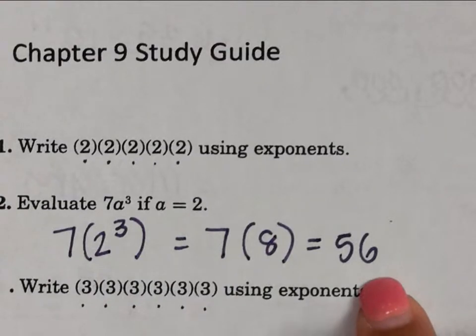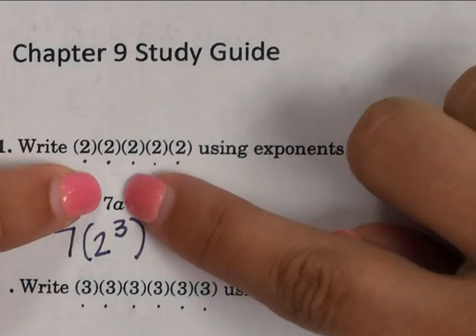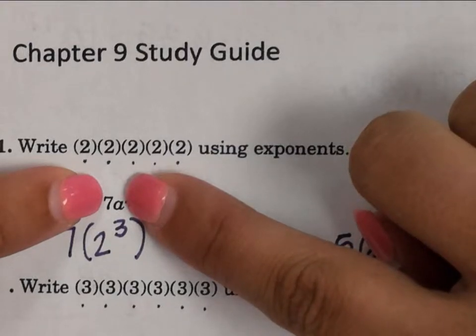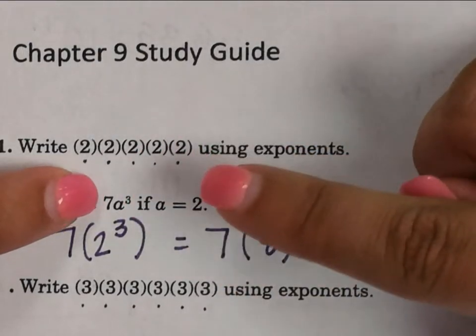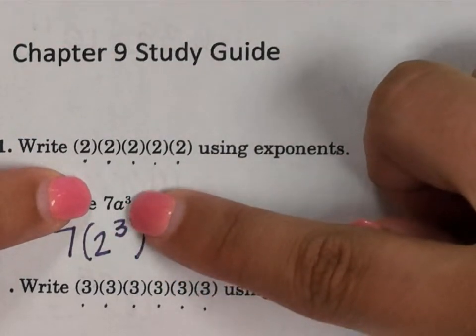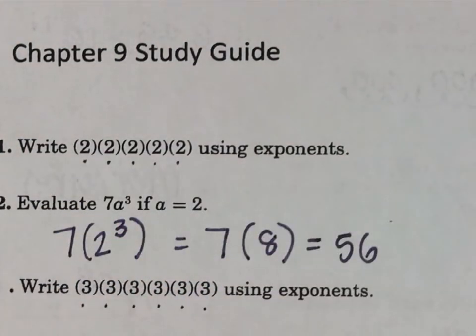Okay. If I had parentheses around that 7 and the a, that's when I would multiply the 7 and the a first. But since there are no parentheses, I've got to evaluate a cubed and then multiply that by 7. Does that make sense? Any questions about that?